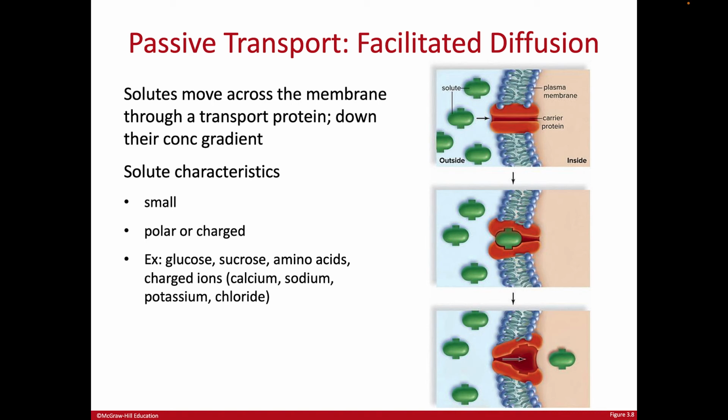The characteristics of these solutes that do facilitated diffusion are small in size. These guys are going to be polar, meaning that they have partial charges, or they're completely charged, like a calcium ion or chloride ion, sodium ion, something with a plus or a minus. Examples of these are glucose and sucrose, which are both small carbohydrates, and they are polar. Amino acids, which are polar. And then the charged ions, and I mentioned some of these already. There's another type of passive transport called osmosis, which will be addressed in a different lecture.